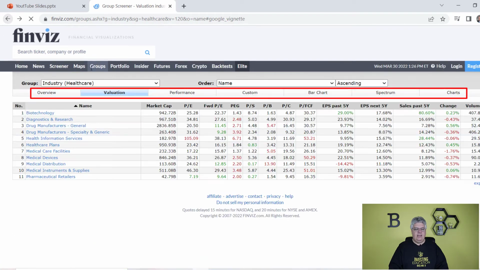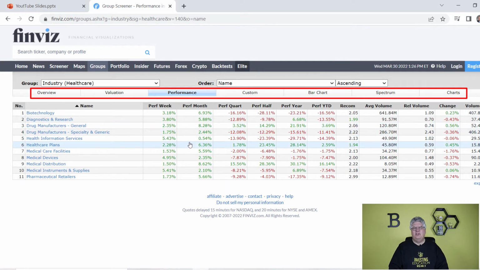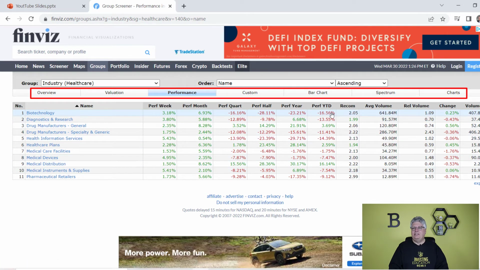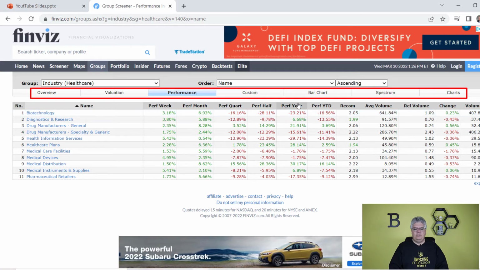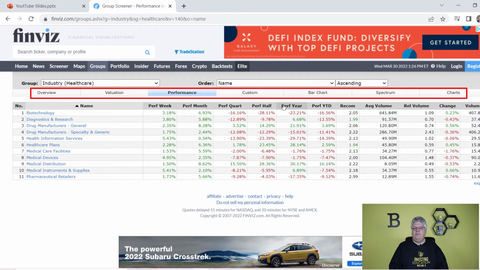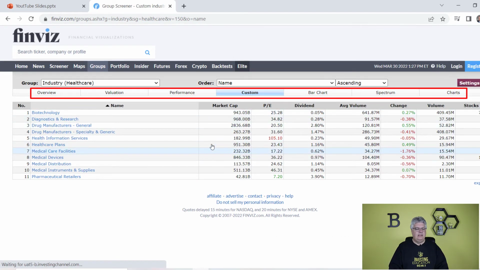But let's go back, and that's valuation. We can look at performance, but instead of those bar charts, which are kind of funky, you can look at it as actual numbers, and we can see that biotech, year to date's down 16.5%, as an example, right? The one limitation with Finviz is it's only showing performance for a full year to date, or in smaller increments. They do have a paid version. Maybe they'll give you some more, but at least this gives you a start as far as looking at some overall performance numbers.